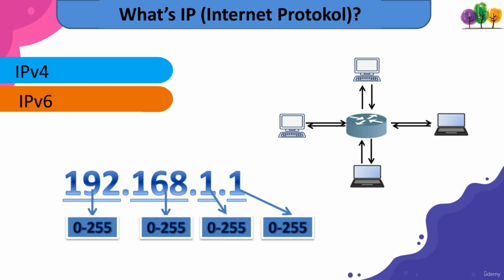Each number group can have a value between 0 and 255. So if there are two computers with the same IP, there will be IP conflicts in the network. In order to prevent this, DHCP, or Dynamic Host Configuration Protocol, is used. And what DHCP does is assign a different IP to each computer. So therefore, you don't have an IP conflict, right?